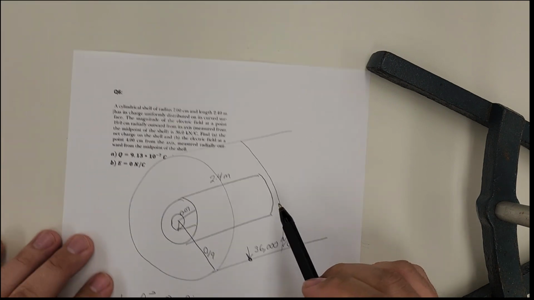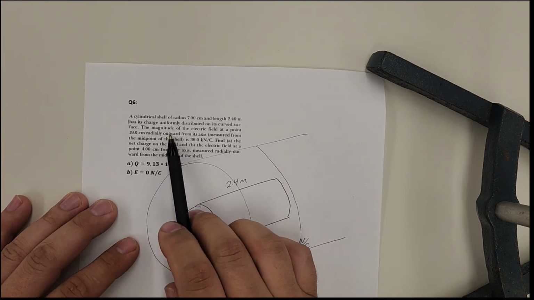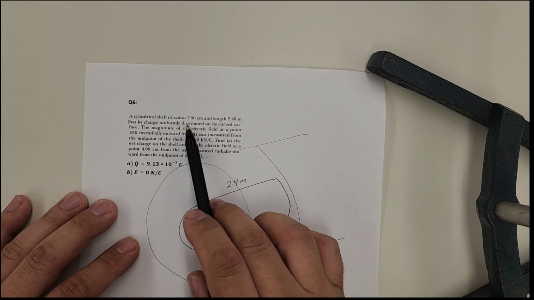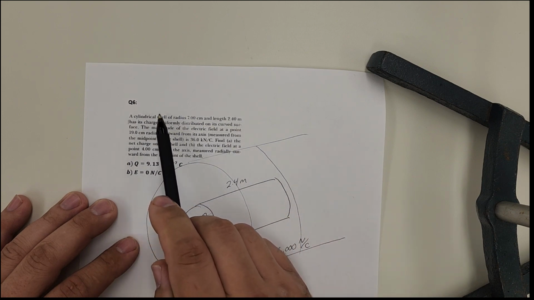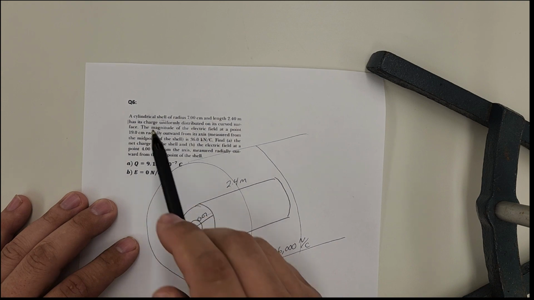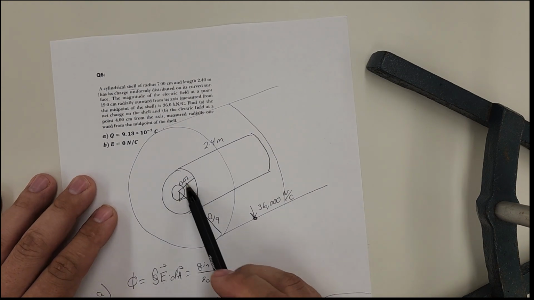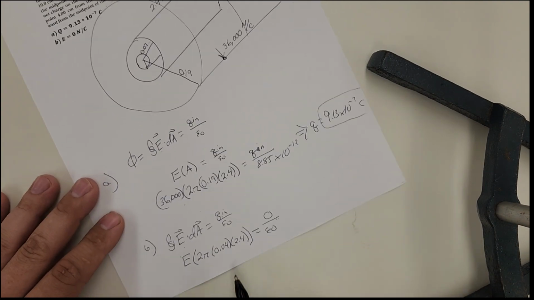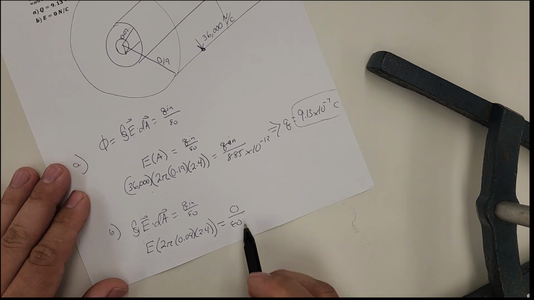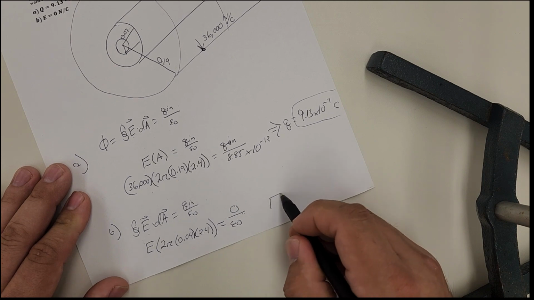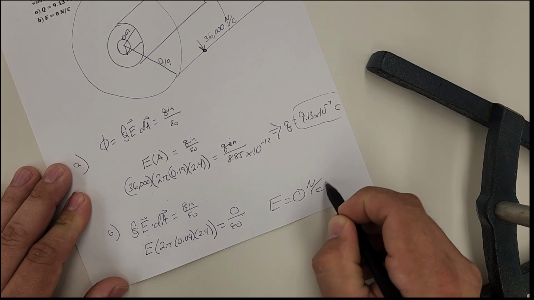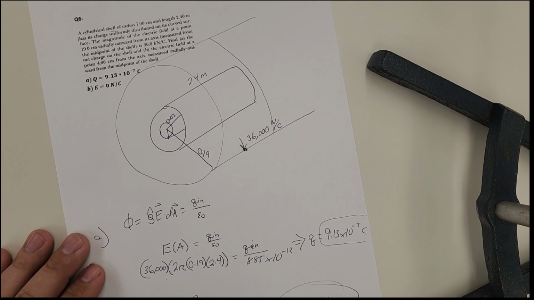The reason it's 0 is it says right in the problem that it has a charge uniformly distributed on its curved surface. It is a hollow cylindrical shell. There is nothing inside, just air. So there's no charge enclosed. If there's no charge enclosed, this whole side becomes 0. That means that our electric field over on this side is 0. And that's how you get an electric field of 0.